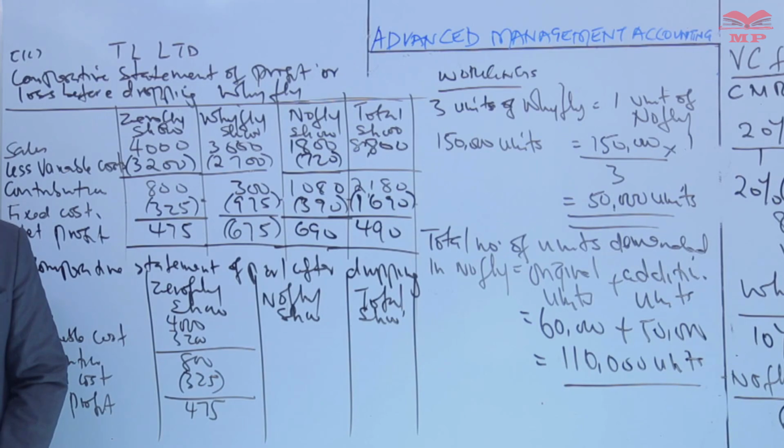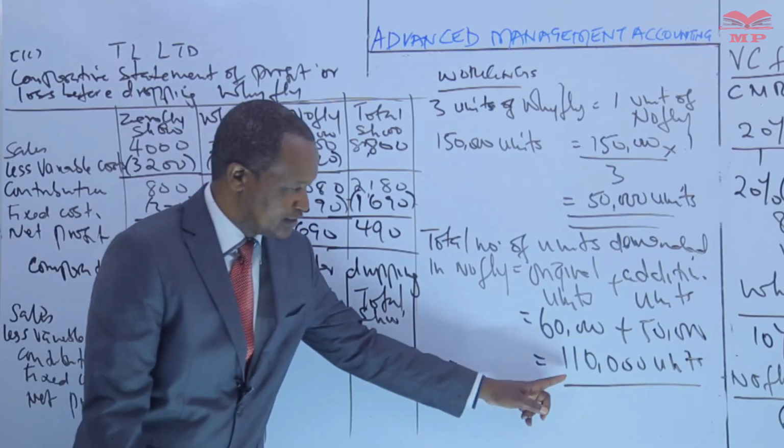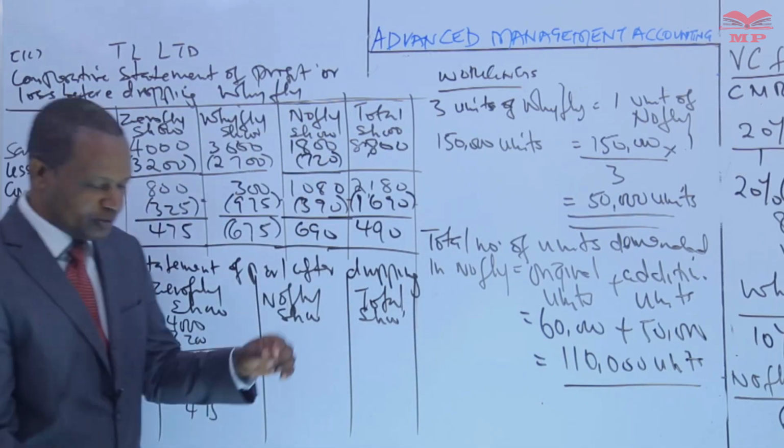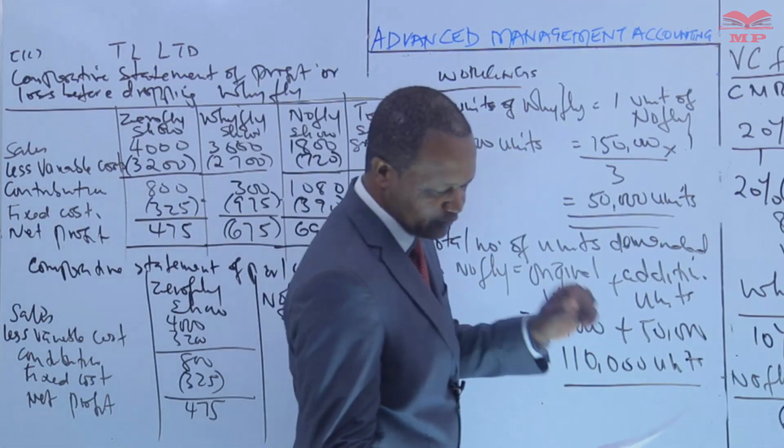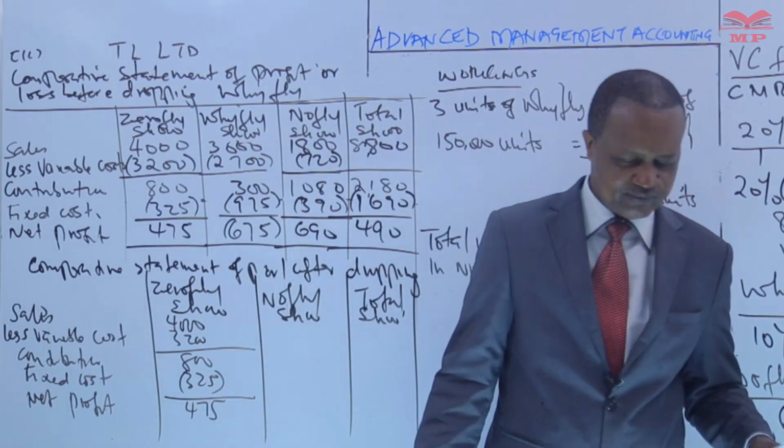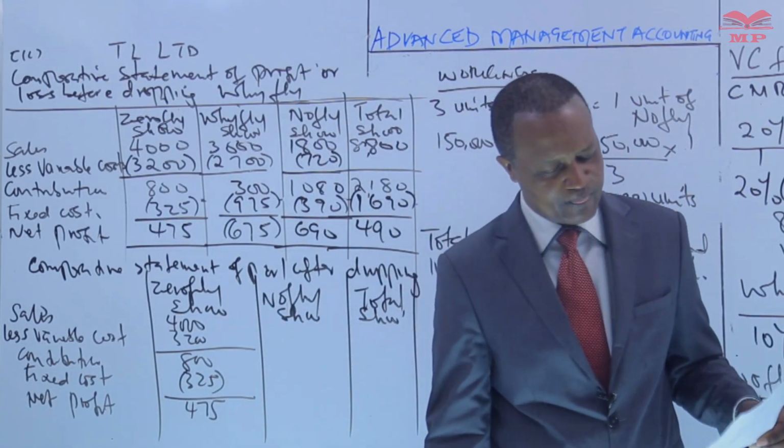Can I proceed, Korir? Yes. Brandon says yes. So the additional units, 110. It's a very important working. All right. Then we move on to the other information. We need to interpret and see the implication.